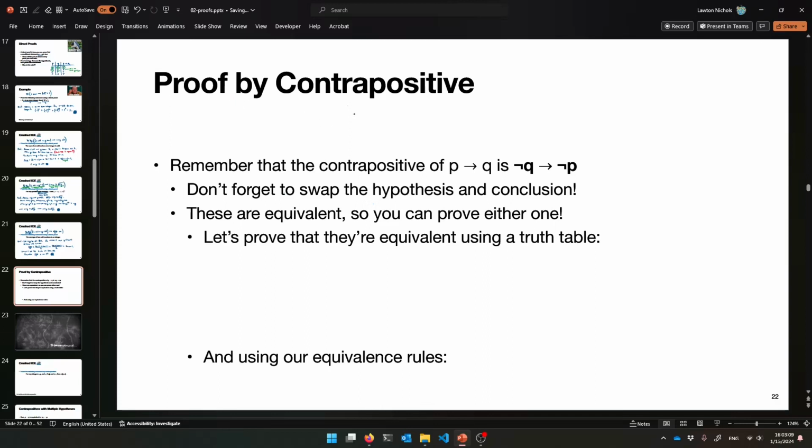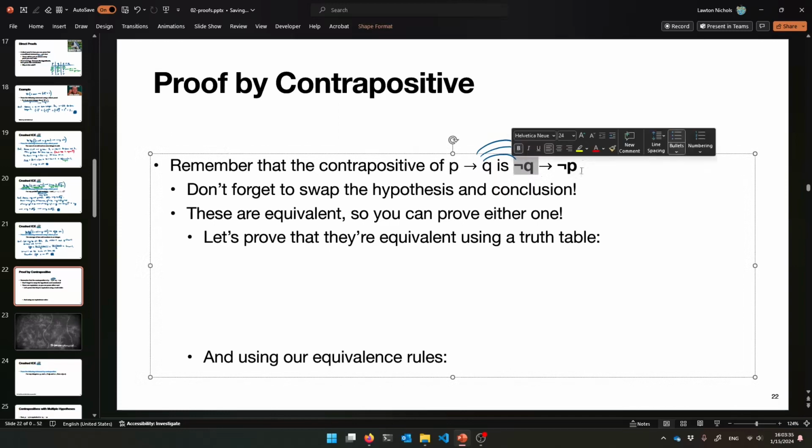Sometimes it's easier to do a proof by contrapositive, because if you have an implication, you can compute the contrapositive, which is equivalent to the original thing, right? Remember that the contrapositive of P implies Q is not Q implies not P, and these are in fact equivalent to one another. But you've got to swap the hypothesis and the conclusion. So it's not the conclusion implies not the hypothesis. Those two things are equivalent.